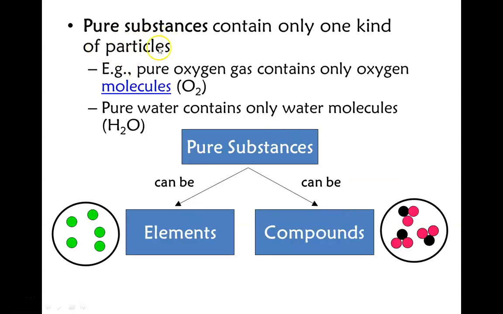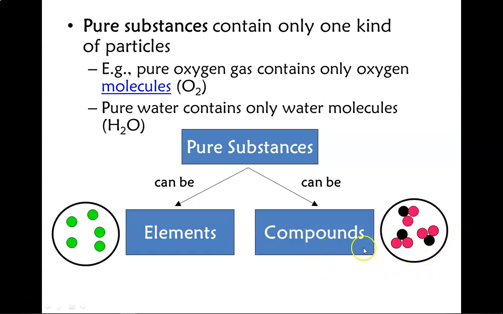With pure substances, they contain only one kind of particle. So for instance, pure oxygen gas only contains oxygen molecules, O2, while pure water only contains water molecules, H2O. Most students have no problems recognizing that this is pure because it's just green dots, there's nothing else in there. So of course it's pure, there's only one thing inside. But how can this be pure when I see pink and black dots? There are two different colors here. How can this be a pure substance?